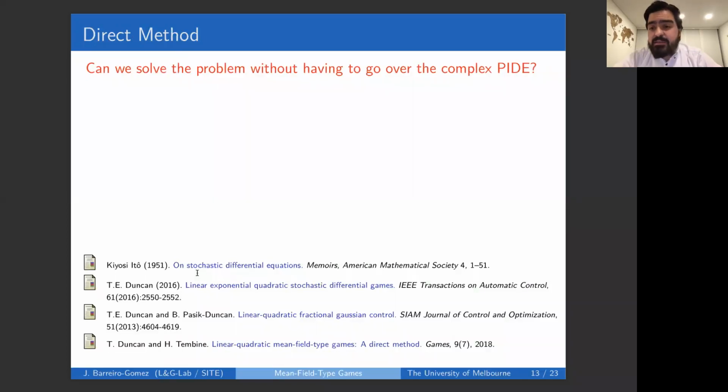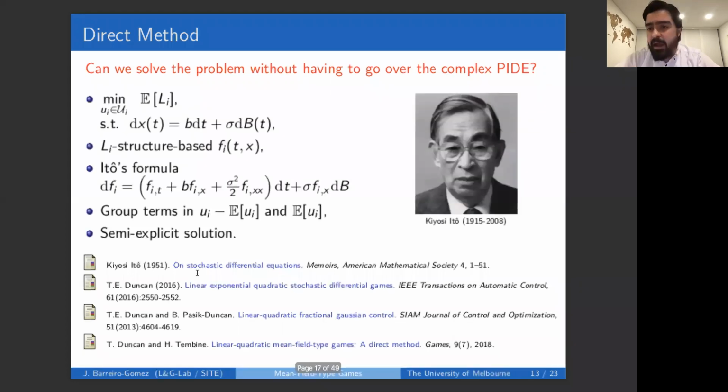So the question now is if we can solve these kinds of problems without having to solve the partial integral differential equation system. And the answer is yes. There is a family of problems in which we can find semi-explicit or explicit solutions without having to solve the PDEs. And that's what we have been mainly working on. And we use the direct method that was introduced by Professor Tyrone Duncan and his collaborators.